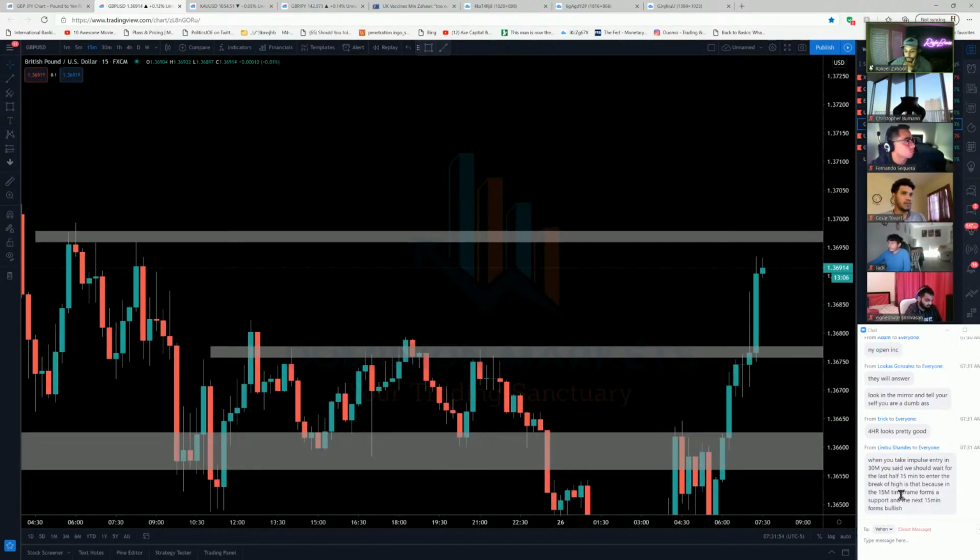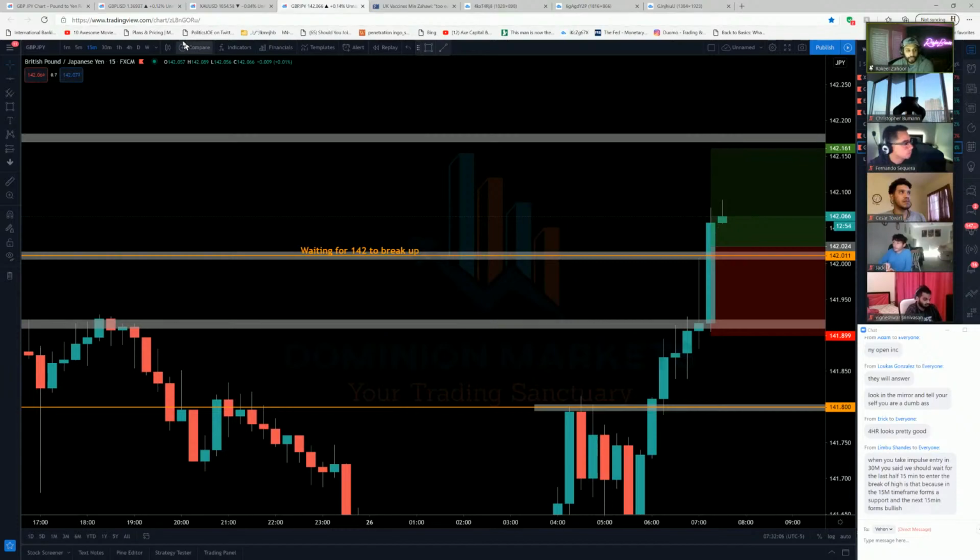When you take entries on 30-minute, you said we should wait for the last half hour of the 15-minute to enter the break of high. Is that because the 15-minute time frame forms a support and the next 15-minute candle goes bullish? Yes. So at this time, we entered at the last one once we were breaking a high, anticipating price is going to stay above 142. So that's the whole idea over here.